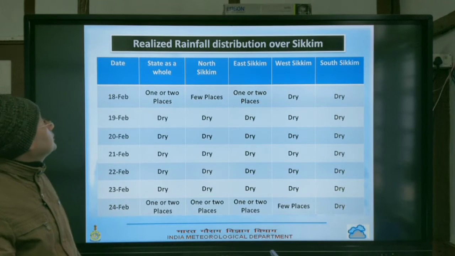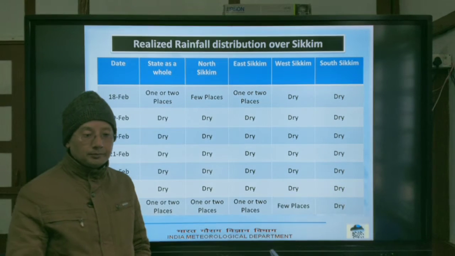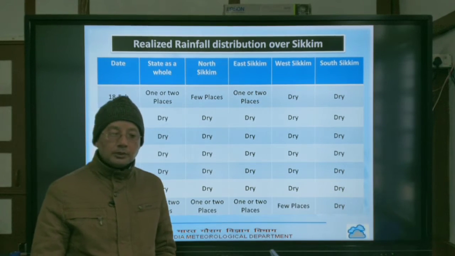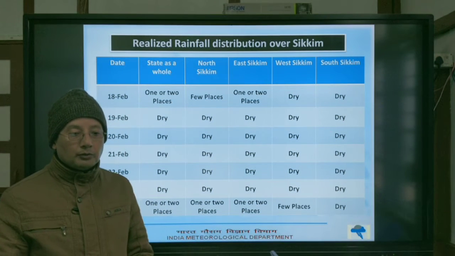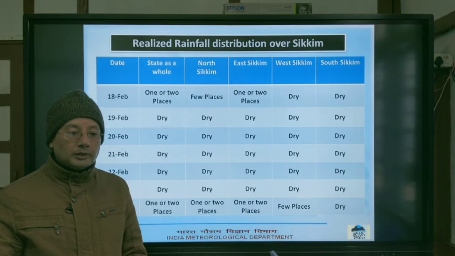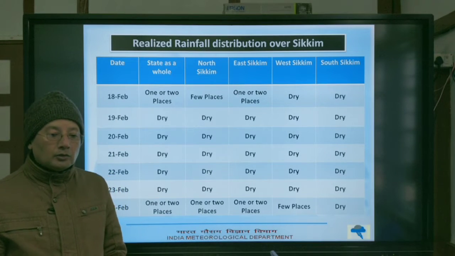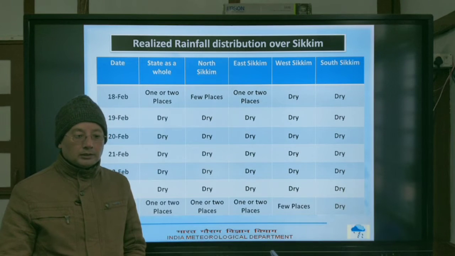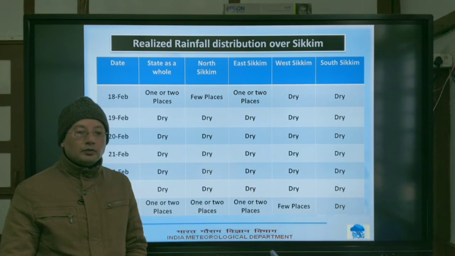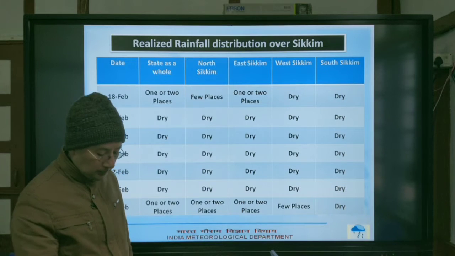Then we have the realized rainfall distribution over Sikkim state. As you can see from the table, on 18th February, rainfall was observed over few places over North Sikkim and 1 or 2 places over East Sikkim. And on 24th February, rainfall was observed over North and East Sikkim and at a few places over West Sikkim as well.